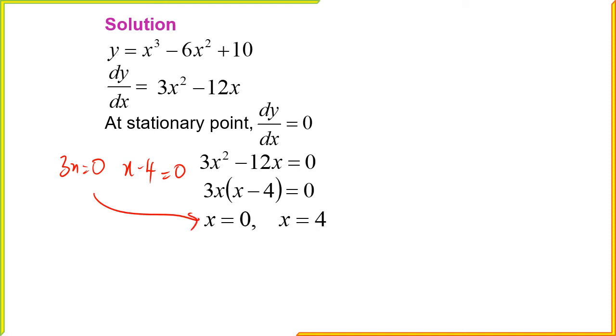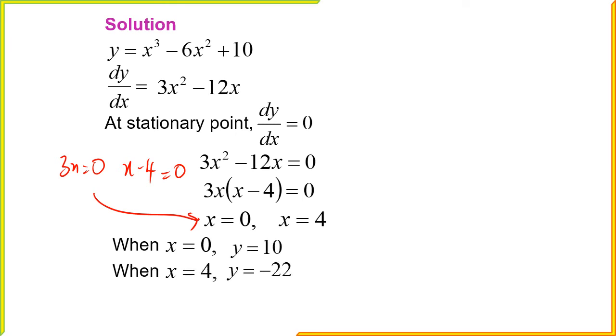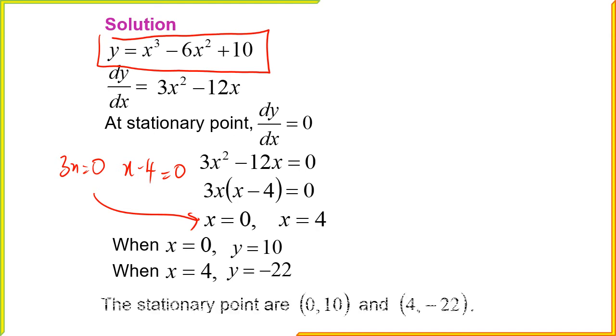So we have 2 stationary points. Because we want to find the stationary point, we need to find the y coordinate too. When x equals 0, y equals 10. And when x equals 4, y equals negative 22. You substitute the value into the function y equals x cubed minus 6x squared plus 10. So we have 2 points, which are (0, 10) and (4, negative 22). This is the first task, which we have found already.